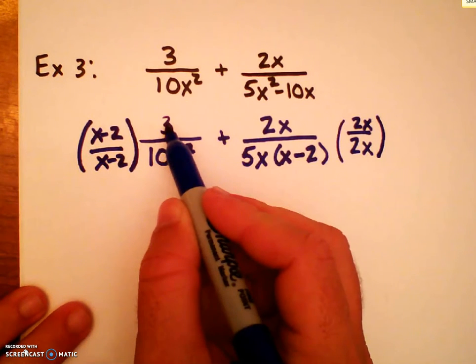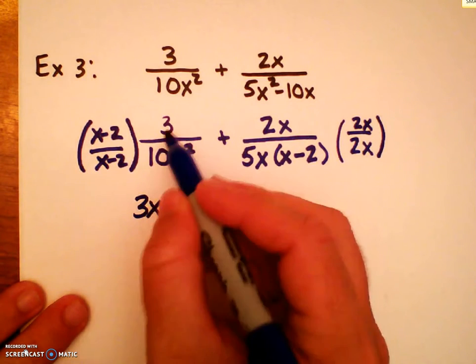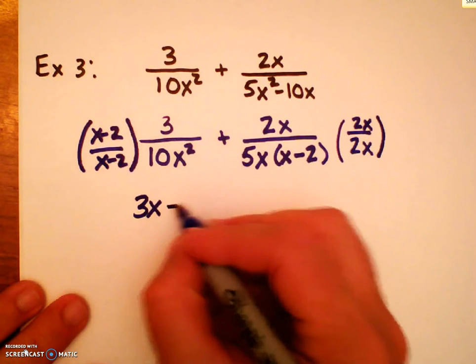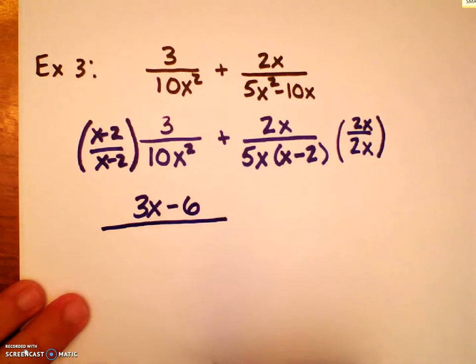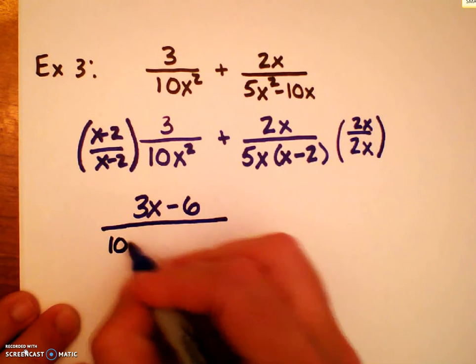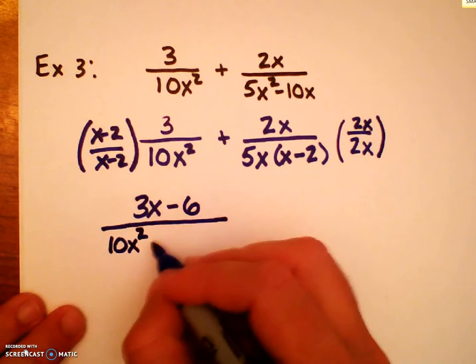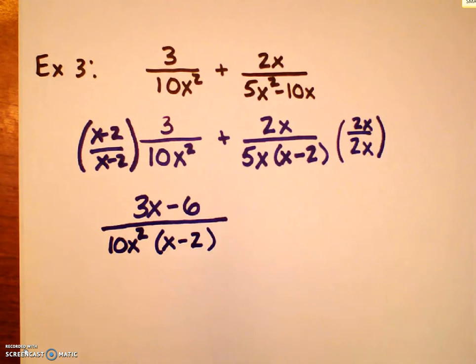Always simplify this, so distribute the 3 to the x. Distribute the 3 to the negative 2 to get negative 6. Now on the bottom, you don't want to do any simplifying at all. You want to leave them in factored form. So the 10x squared drops. X minus 2 drops as well. Leave that as it is.